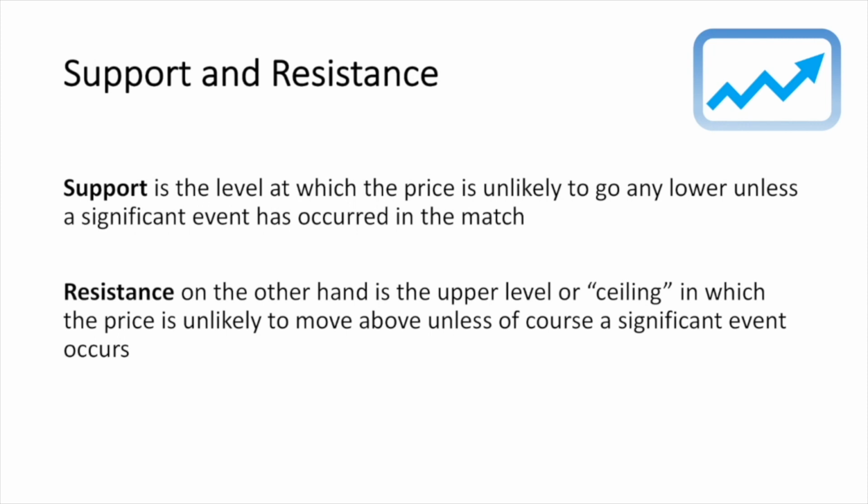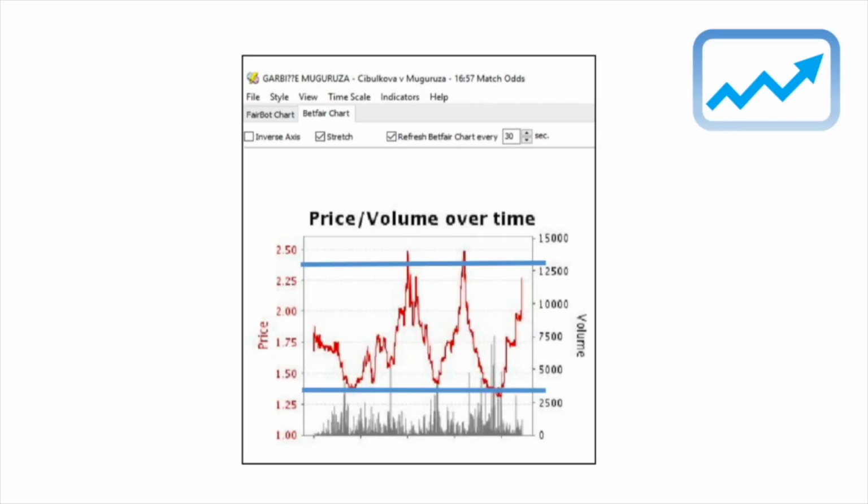The support and resistance on tennis graphs gives us a fantastic advantage in predicting where the prices will move when certain events occur. So as you can see from this Betfair graph with Garbine Muguruza, you can see there are clearly defined support and resistance lines. The support line is at 1.40 and the resistance is just under 2.5.